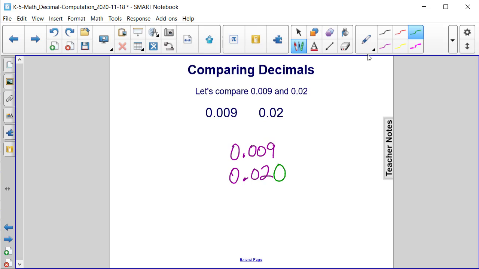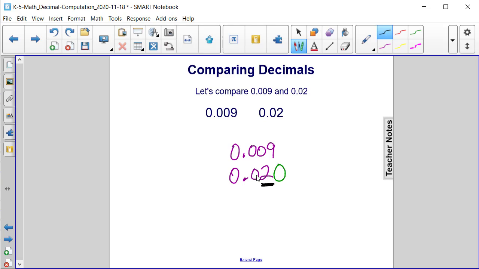Then we can compare digits from left to right. So we have a 0 in the ones column. Then we have the decimal point, zeros in the tenths column. Then if we look at the hundredths column, that's where they differ. The top one has a 0 and the bottom number has a 2. And 2 is greater than 0.